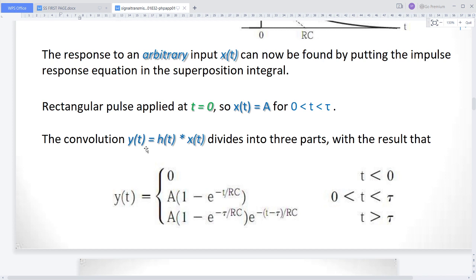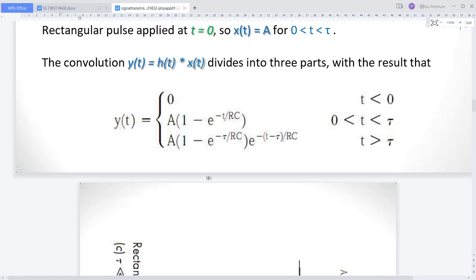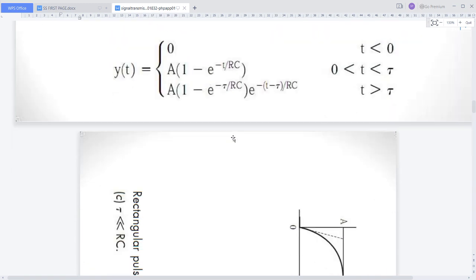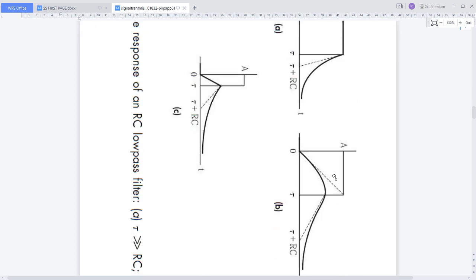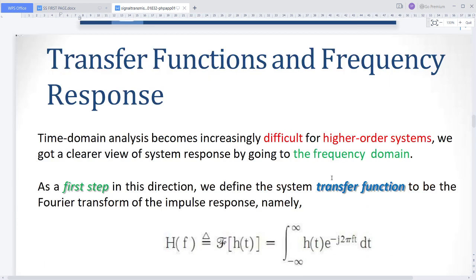Just now I have explained convolution. Y of t is nothing but the impulse response in convolution with x of t, and it can be divided into three parts by taking t less than 0, t positive, and t negative. Based on those three parts you can plot all these things. That means for the negative, for the positive, and for the remaining parts you can do the same.